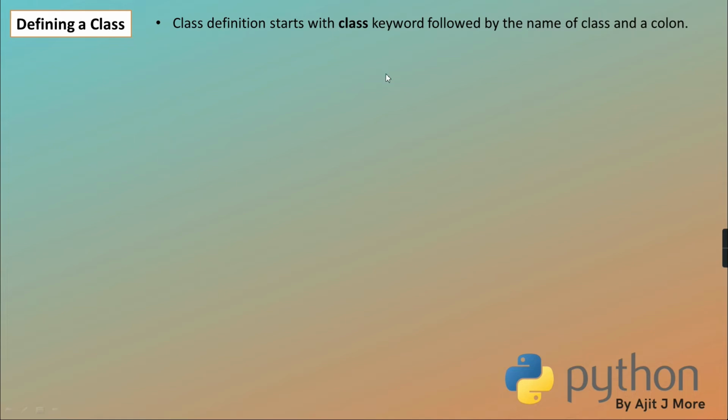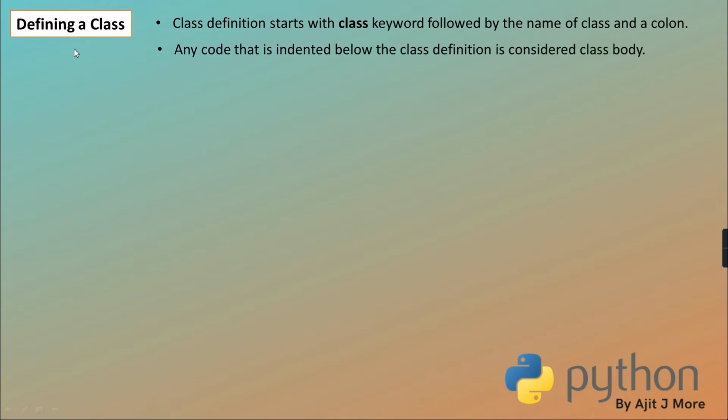You understanding? And suppose you want to create your own class and an object of it. Then the definition of the class you only have to do. Class definition starts with the class keyword followed by the name of the class, and as this header line gets over, you have to put a colon. Getting? And after that header line, you put an indentation, meaning a tab. Any code that is indented below the class definition is considered the body of that class. Quickly I'll give you the syntax: class, class name, colon, and then after indentation, some class body.